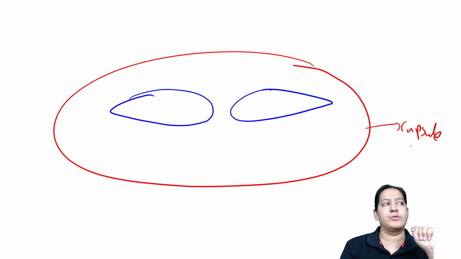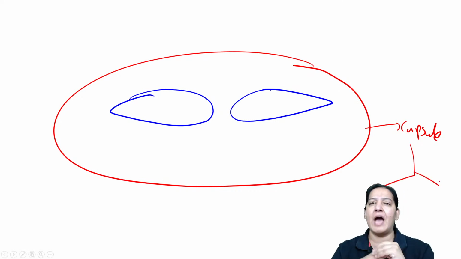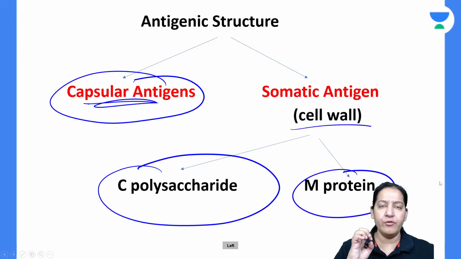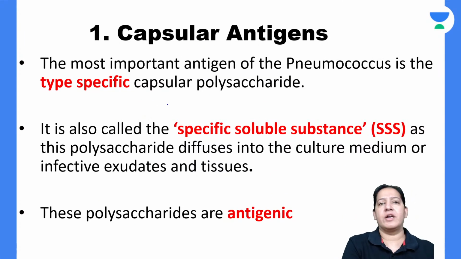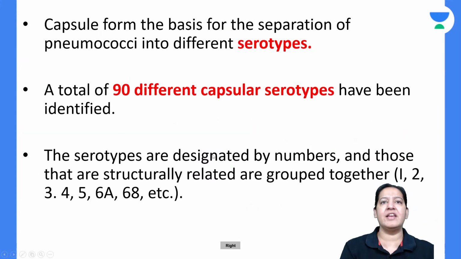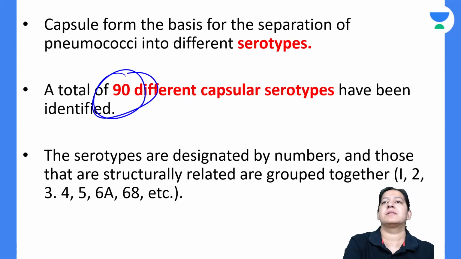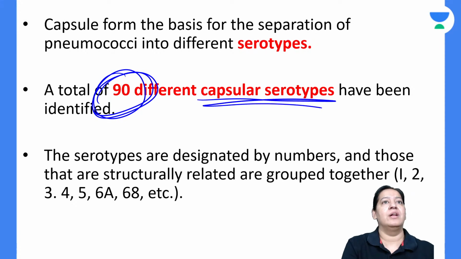How to demonstrate the capsule? I told you 2 ways to demonstrate the capsule around the Pneumococcus. Can anyone of you tell me the 2 ways? So first is capsular antigen. The capsule is very important. Based on capsule, we classify the Pneumococcus into 90 types: type 1, type 2, type 3, 4, 5, 6A, 6, 8. So multiple, total 90 types.